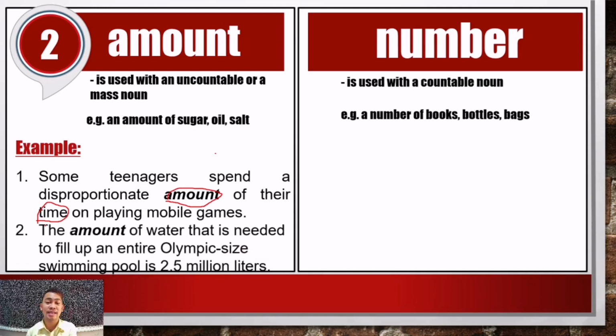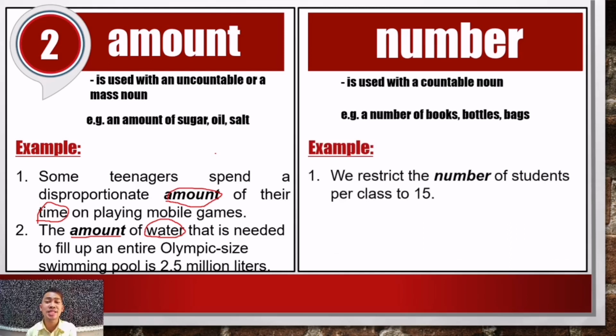That's also the same in the second sentence. The amount of water that is needed to fill up an entire Olympic-sized swimming pool is 2.5 million liters. Now, as what you can see there, the word amount is followed by a mass noun or a non-count noun, which is water. Now, let us have examples for the word number. We restrict the number of students per class to 15. The word number is followed by students, which are countable.